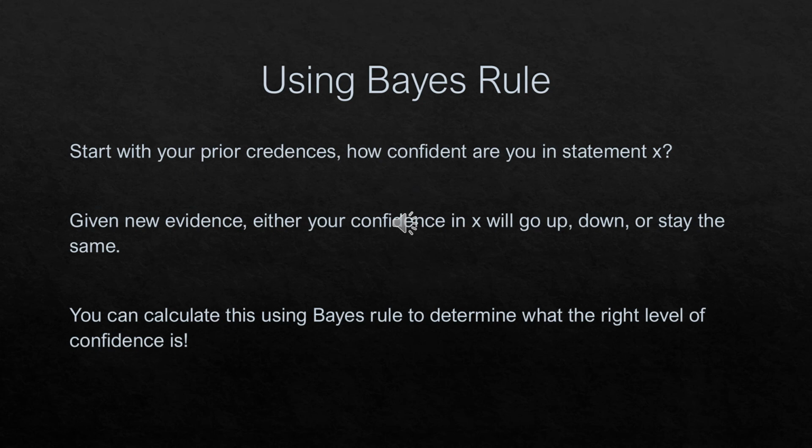Now, in order to use Bayes' rule, basically what you do is you start off with your prior credence. You start off with your prior confidence in some statement, or that some particular thing is going to happen. And then, given some new evidence that you come into contact with, your confidence will go up, or it'll go down, or it'll stay the same. But you can use Bayes' rule to calculate or determine what the right level of confidence is.